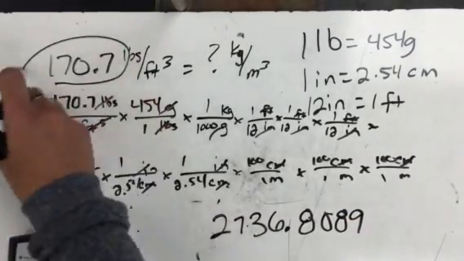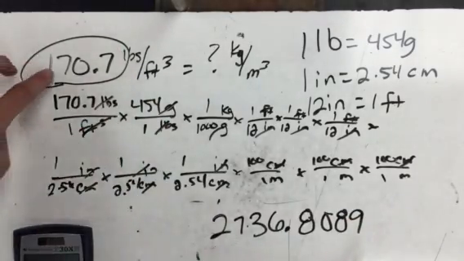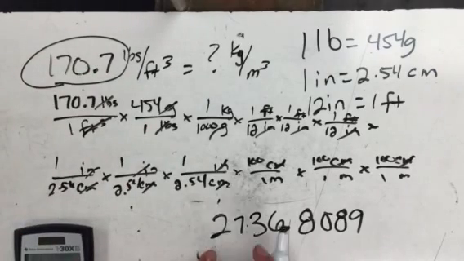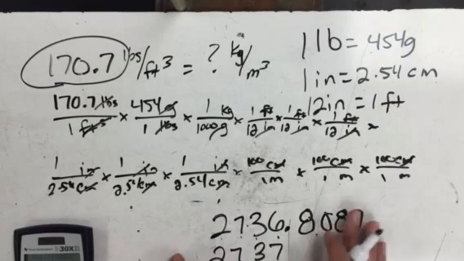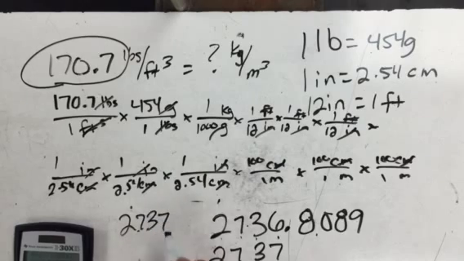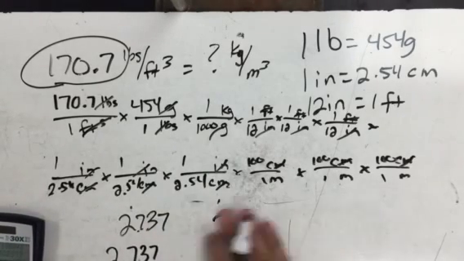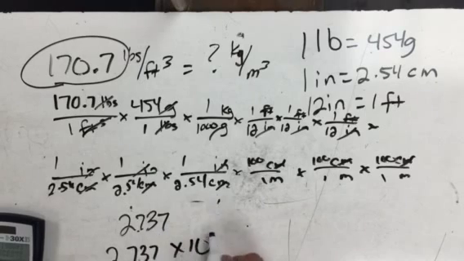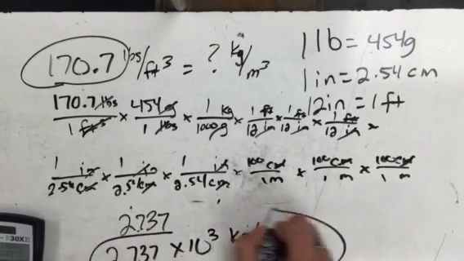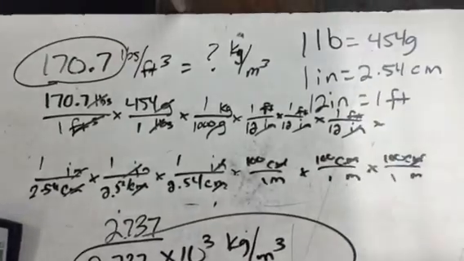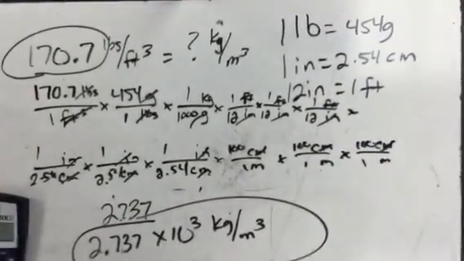Sig figs. At the beginning, I had 1, 2, 3, 4 sig figs. This is going to go to 4. 1, 2, 3, 4. The 8 bumps up. 2737. Oops, sorry. Can you see it? 2737. There you go. Sorry. And then scientific notation. 2.737 times 10 to the 3. Final label then, kilograms per meter cubed. There's your highest level of dimensional analysis if you can see the final answer.